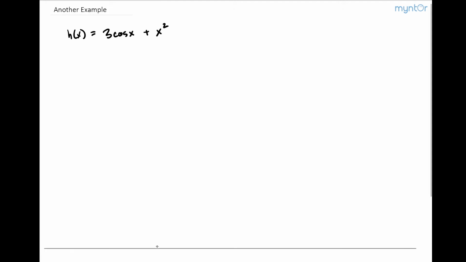Here, let the function h of x be equal to 3 times the cosine of x plus x to the second power. For this problem, let's find the derivative of our function h when x is equal to pi over 6. To do that, first step, let's find what h prime of x is equal to. Then the second step, we'll figure out what h prime of pi over 6 is equal to.